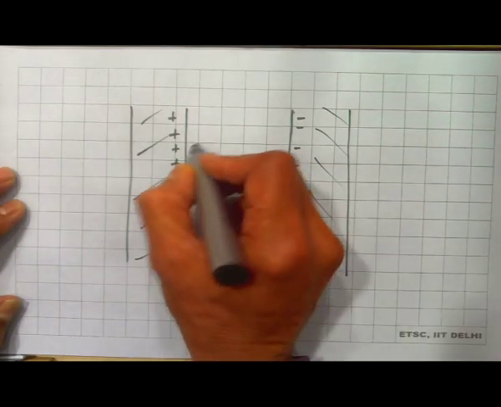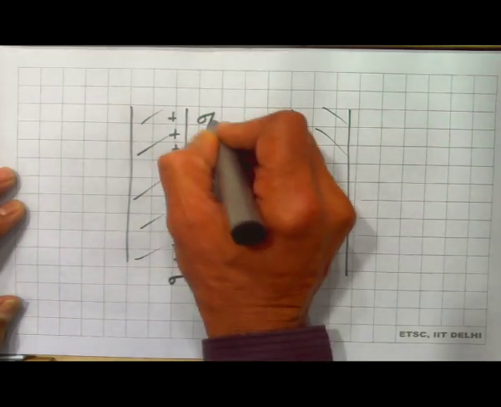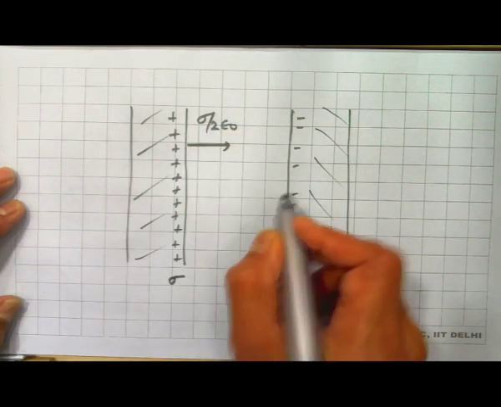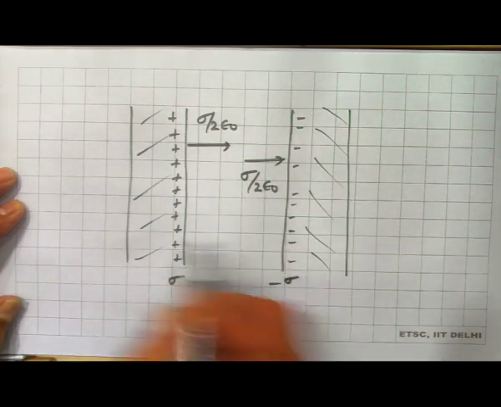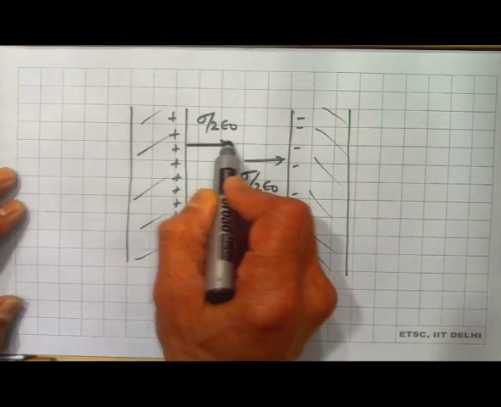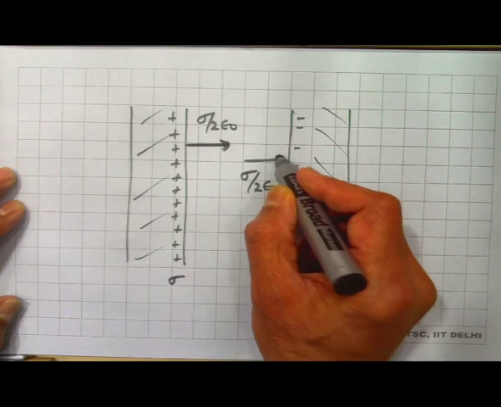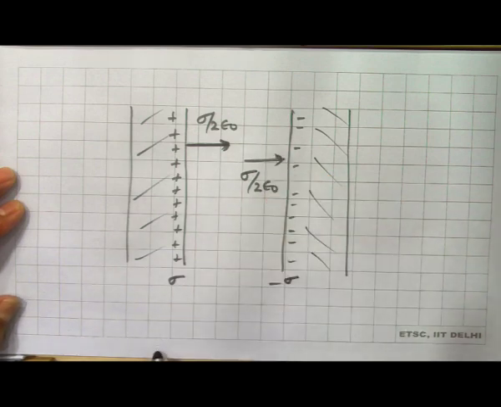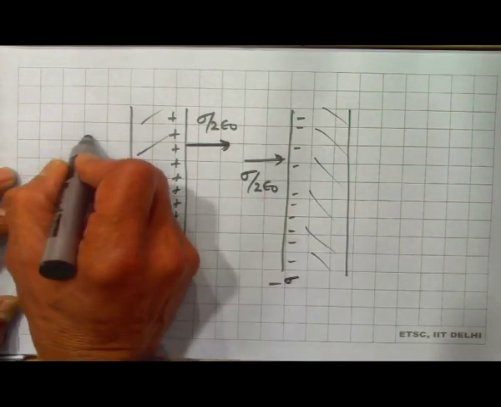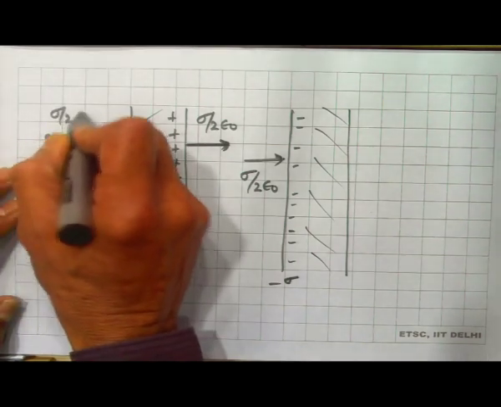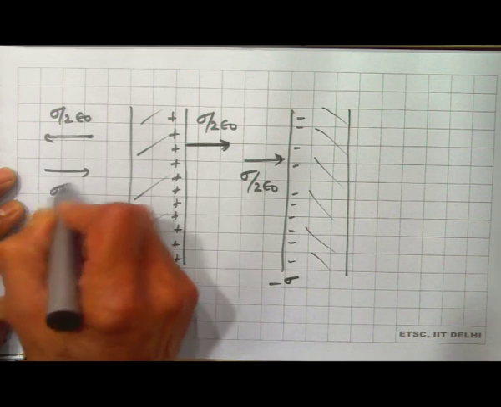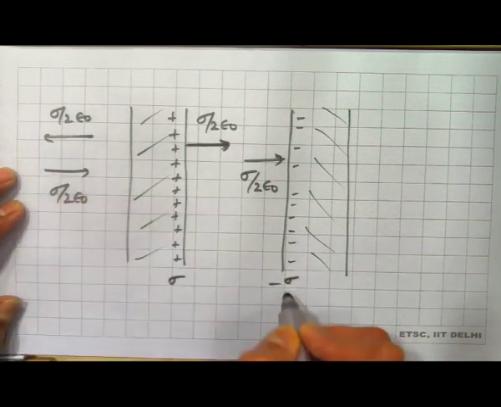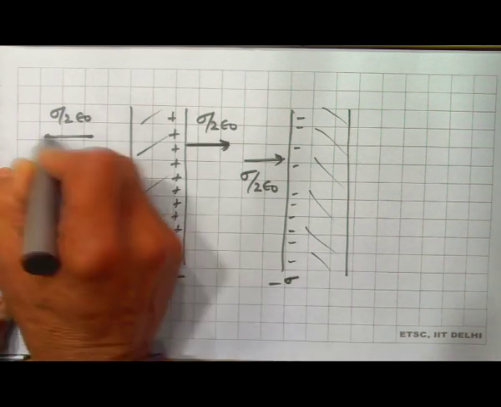So, this produces an electric field sigma by 2 epsilon 0 here, and this produces an electric field sigma by 2 epsilon 0. Please note this is positive charge, so the electric field is pointing away from this charge; this is negative charge, so the electric field is pointing towards the charge. At this plane, this plus produces sigma by 2 epsilon 0, and this one produces sigma by 2 epsilon 0 on the other side. The sign I am taking by drawing an arrow in the opposite direction.